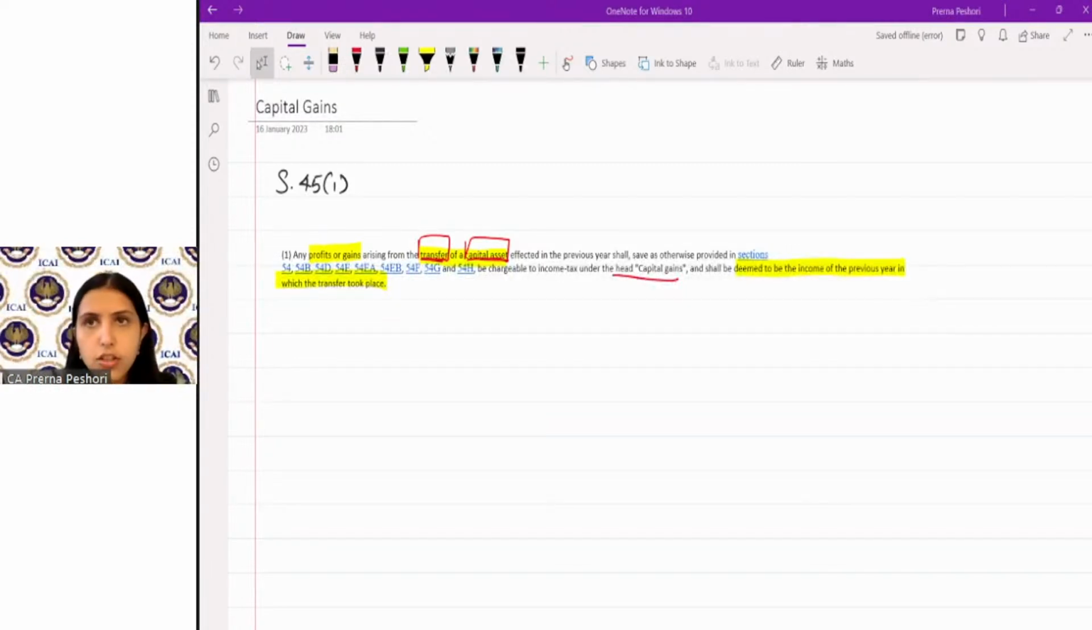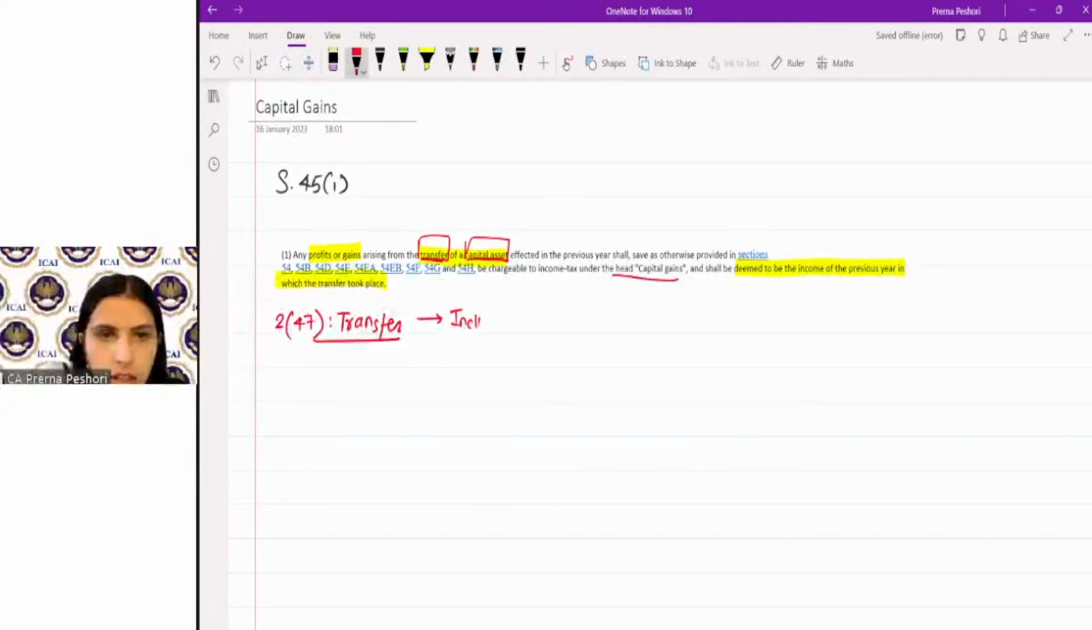So, section 2(47) defines the term transfer. And how does it define it? Let's try and understand the meaning of the term transfer. Transfer in relation to a capital asset includes, this is an inclusive definition.